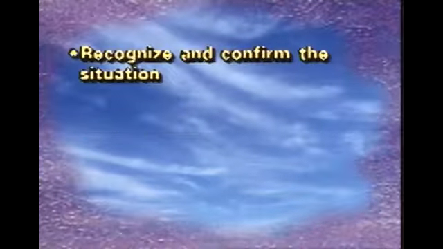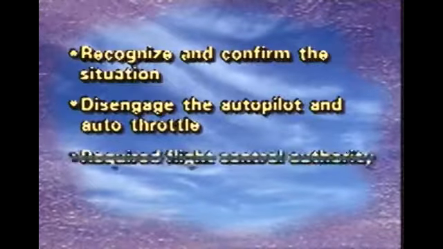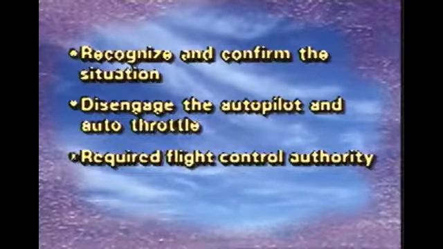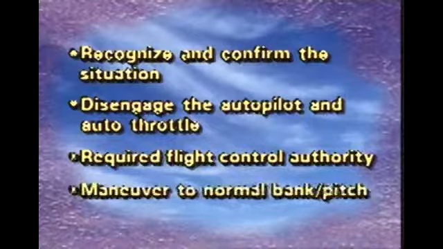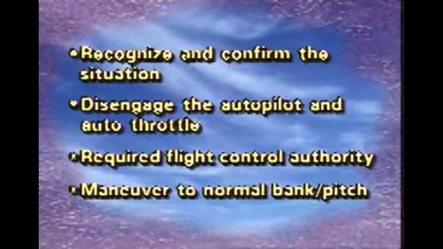You must recognize and confirm the situation, disengage the autopilot and auto-throttle, use whatever authority is required of the flight controls, and you must maneuver the airplane to return to normal bank and pitch.